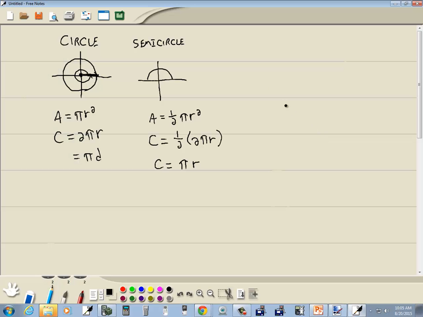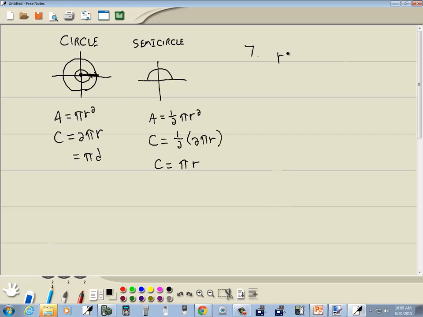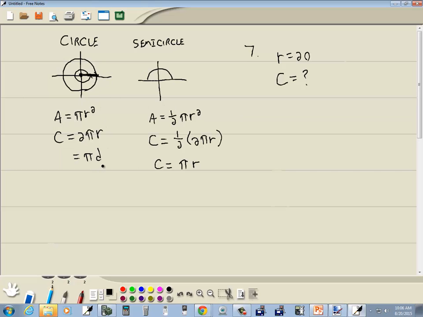Okay, so let's take a look at number 7. It says find the following, round to 2 decimal places, circumference of a circle that has radius 20. So telling us r is equal to 20, and they want us to find the circumference. Well, I come over here and I'm looking for some kind of formula that ties these together, and specifically they're saying circle, which means we're going to be working with these formulas. Well, we're trying to find a circumference. The first formula here for area doesn't even have circumference, so we have to use this. And since we're given r instead of d, we probably want to use this formula.